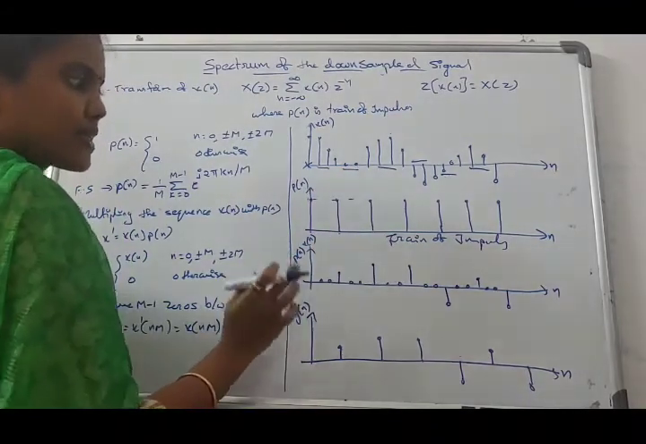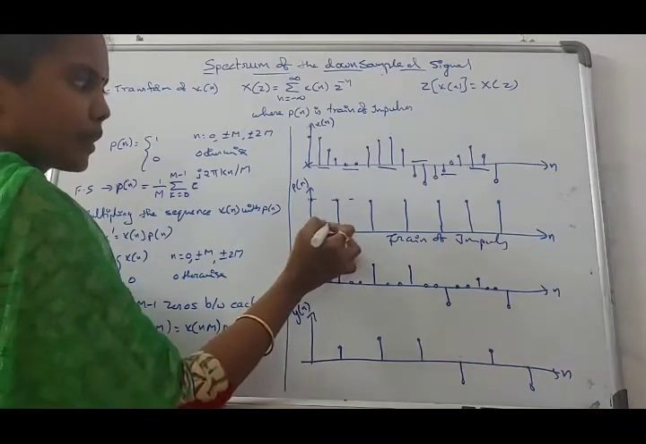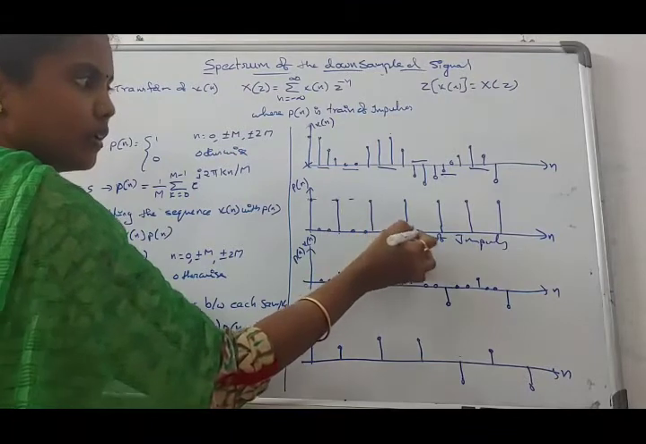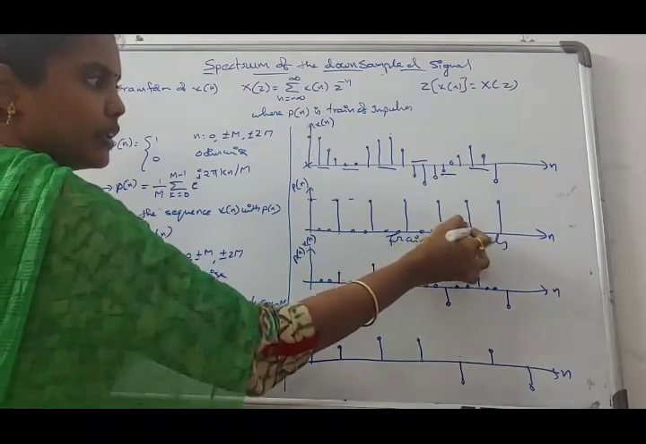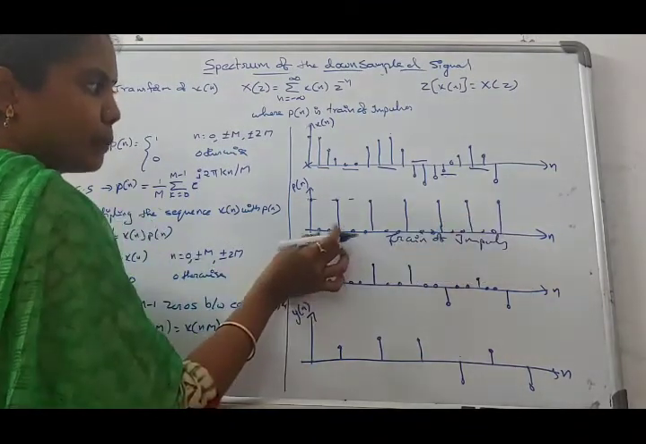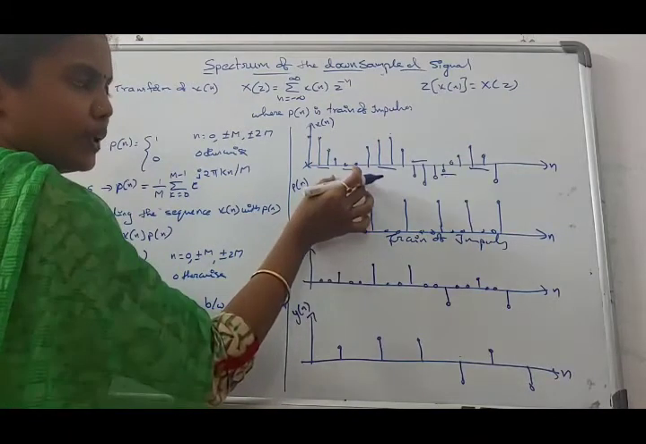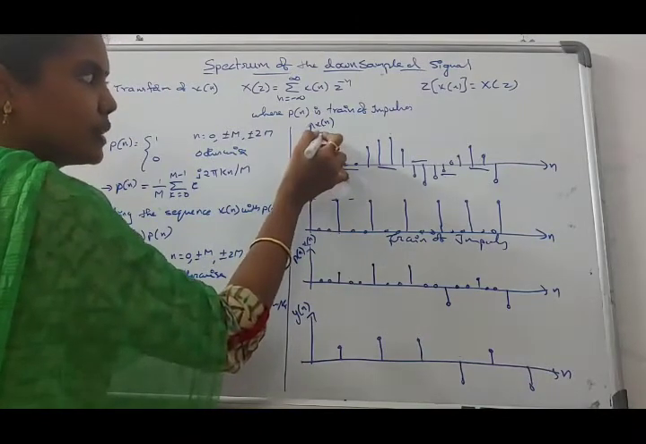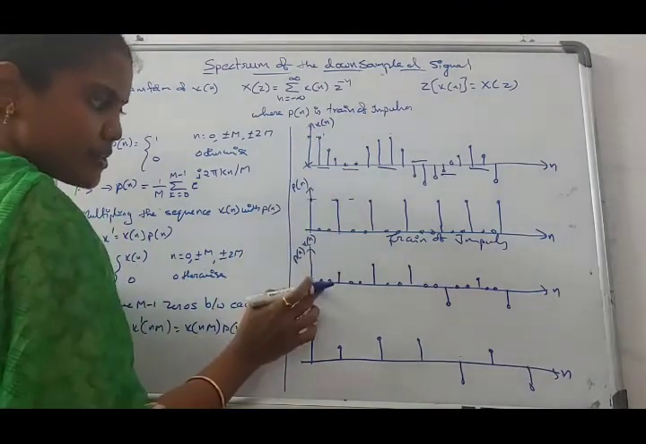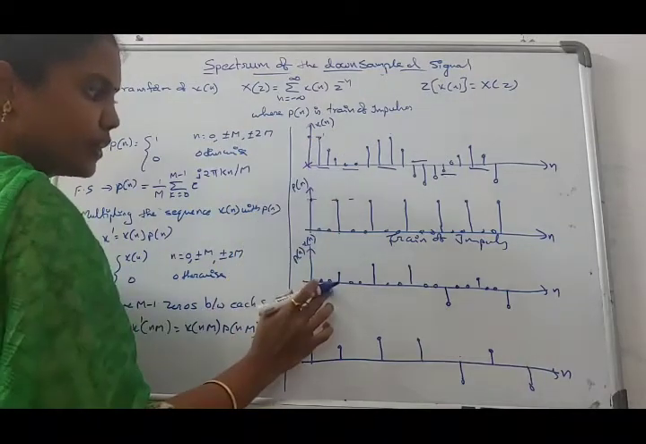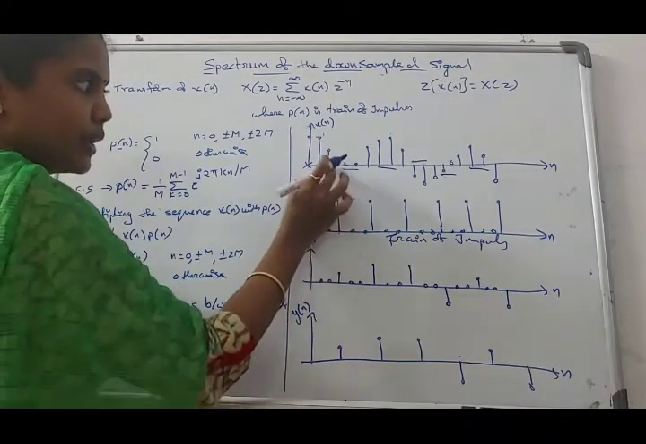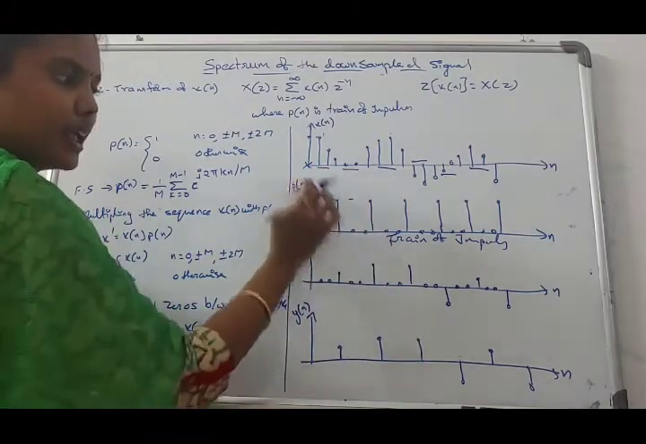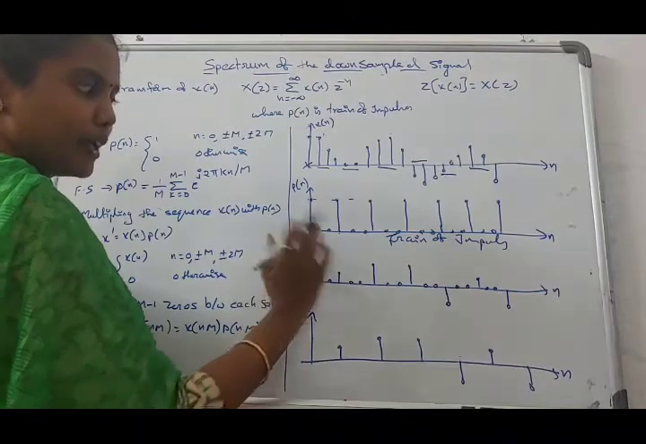So next, then multiply. The rest are zeros. Now multiply this into x of n, p of n into x of n. For example, this value is 1, so 0 into 1 is 0, 0 into 0.5 is 0. This value into this one you get this sample. So you have to multiply each and every sample. You get p of n into x of n.